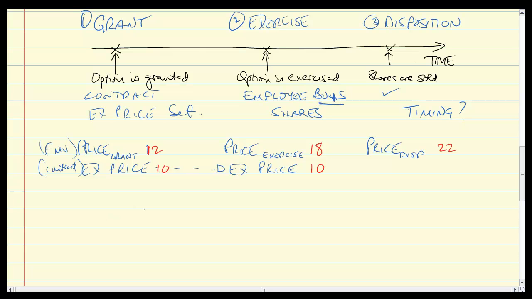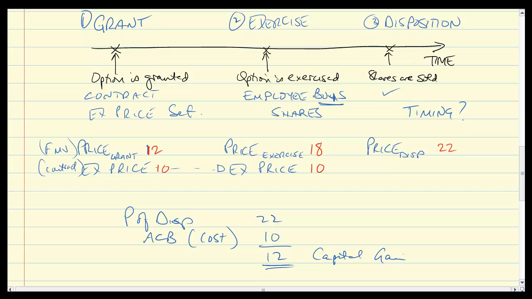Here's what's happened. She has proceeds of disposition. So hopefully you're familiar with this term, proceeds of disposition. What she got for selling them? $22. Her adjusted cost base, let's just call this cost, was what? 10. So this is what we call a capital gain.